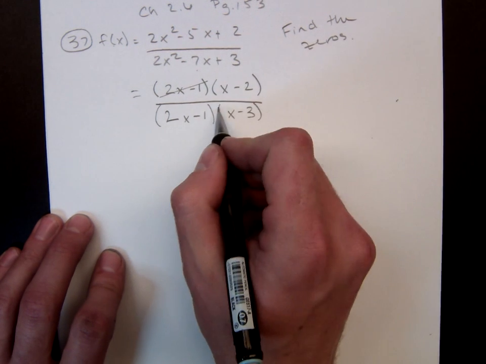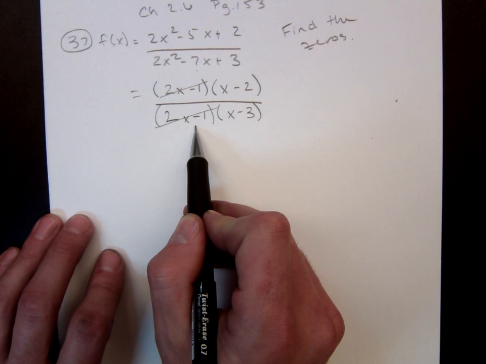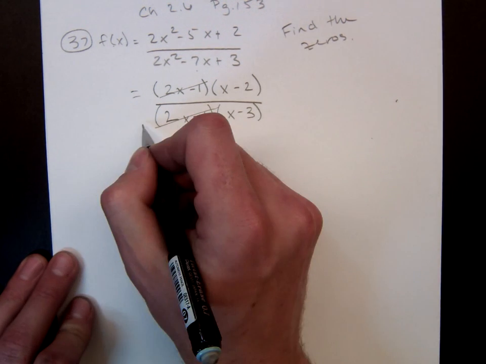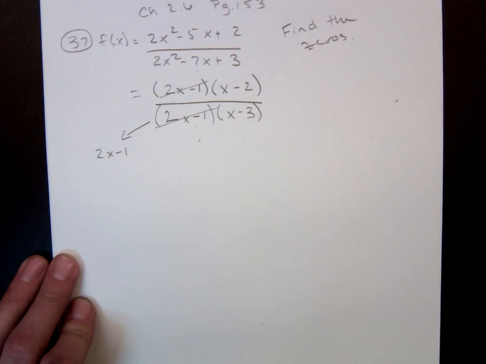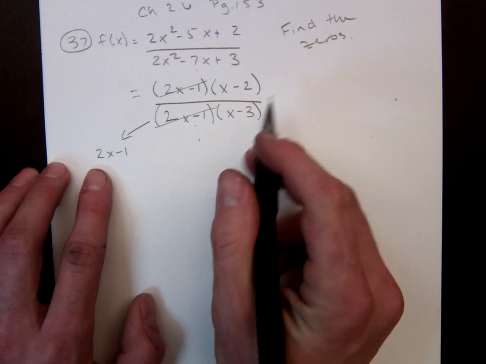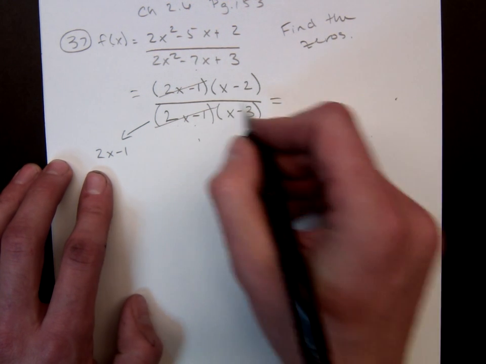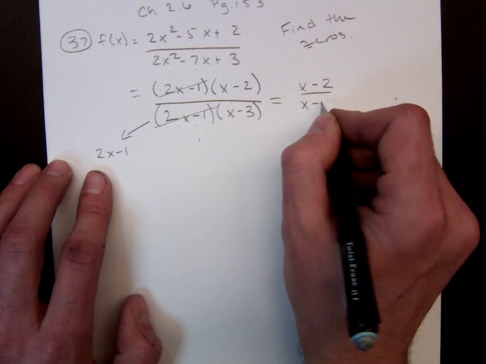Now the reason that we do that is we can now cancel any common factors on the top and bottom. In this case, it's 2x minus 1. Now, we don't necessarily want to completely eliminate that because we can use it later to identify another piece of this graph. Not what they asked for in the problem, but we'll go ahead and do it anyway. Now, my simplified expression is x minus 2 over x minus 3.